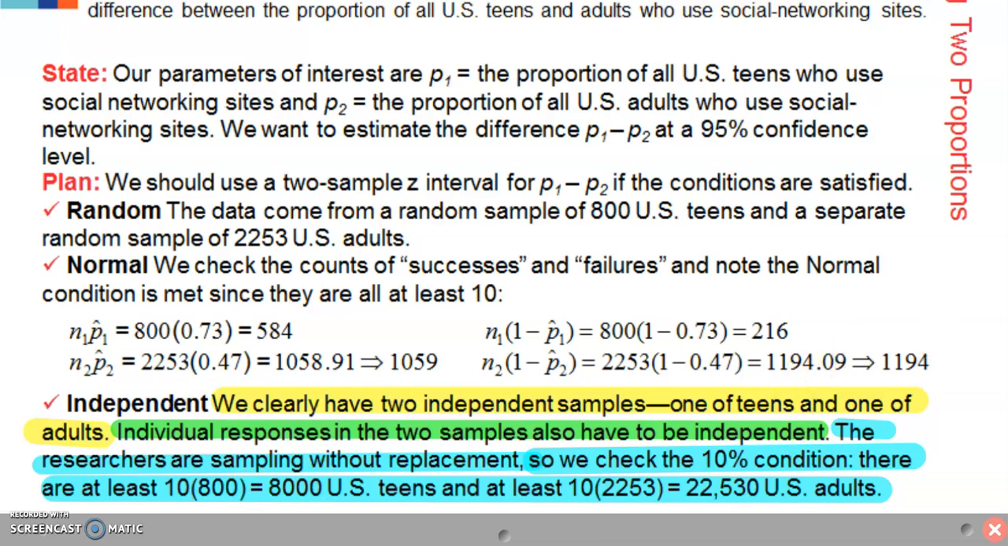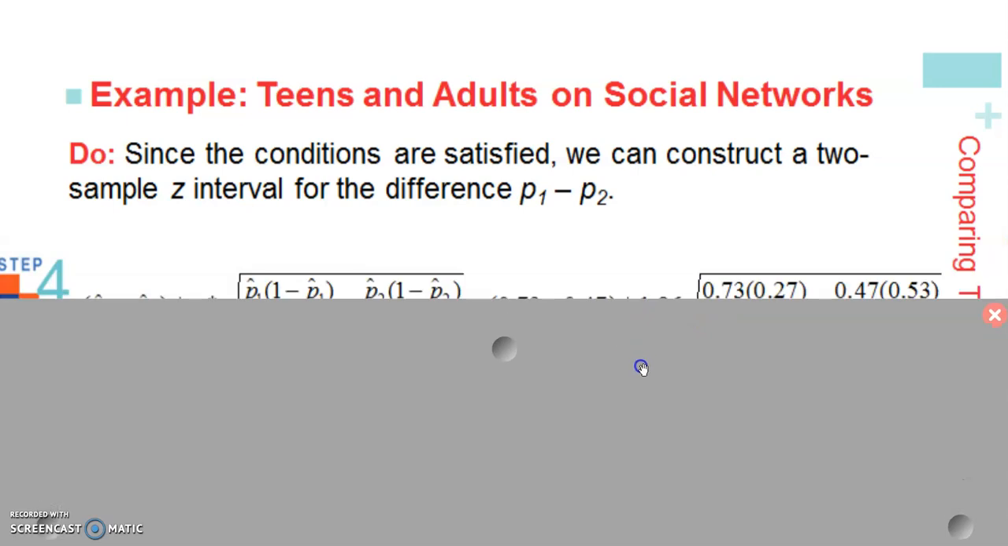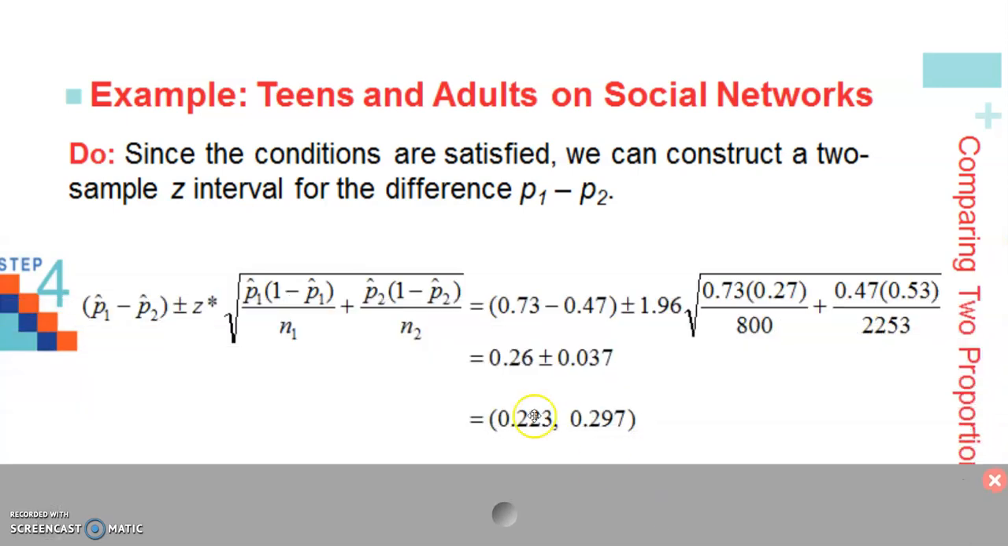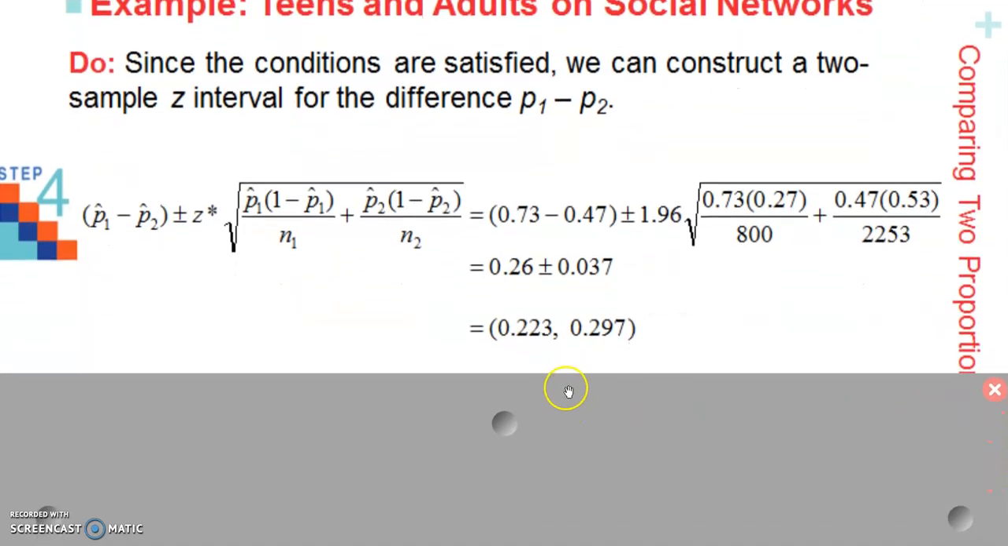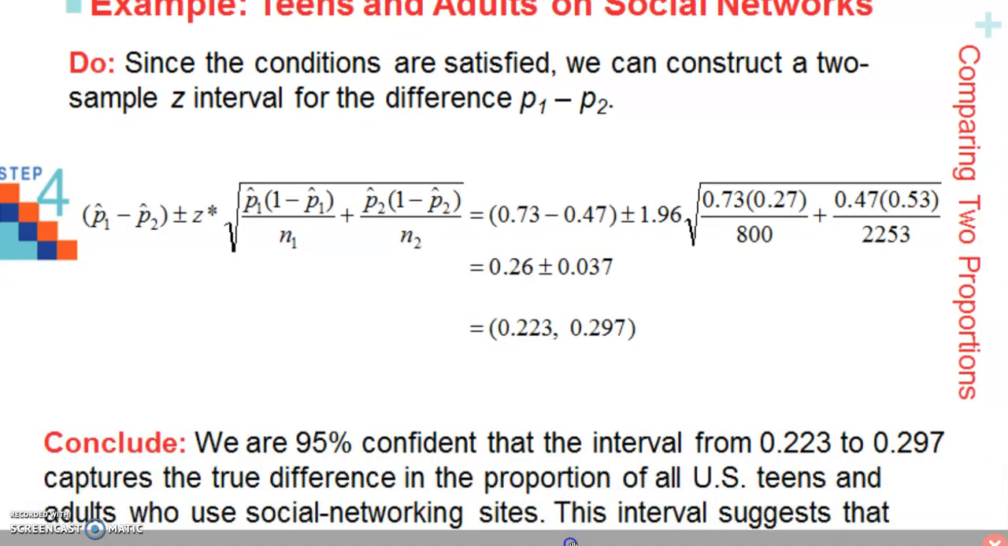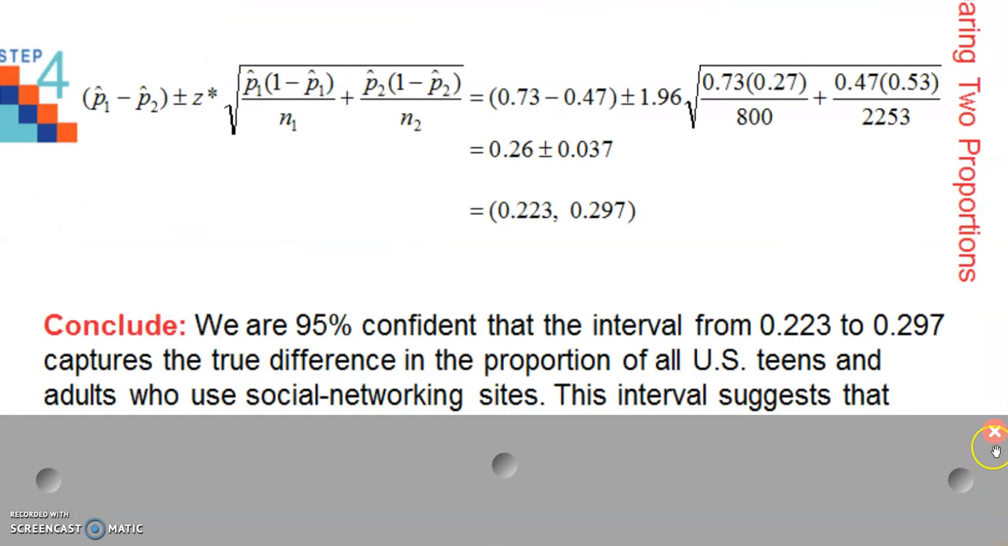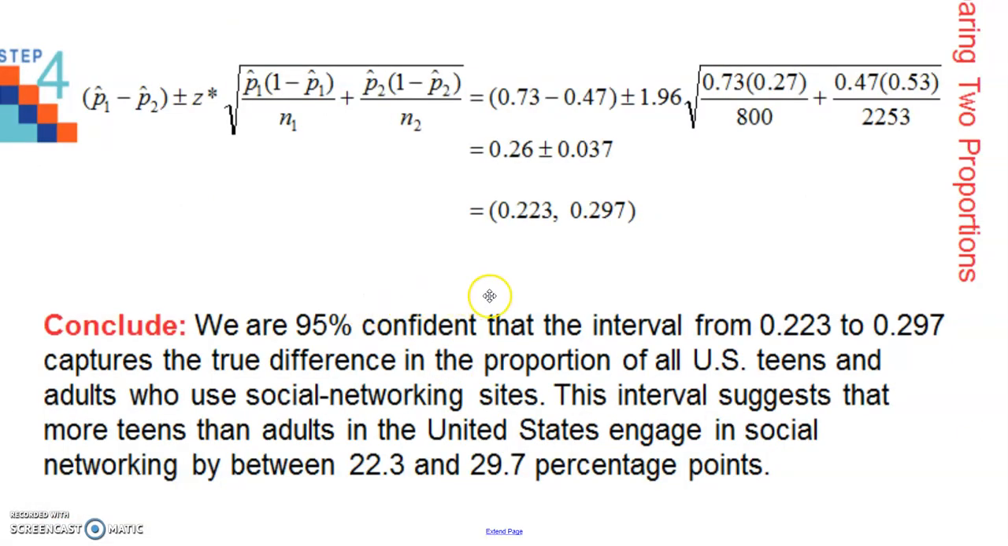Now that we've checked conditions and confirmed, we can move on to the do portion. You plug all the numbers into that formula and you get this interval. Ta-da! And our conclusion, you should know how to do this already. We're 95% confident that the interval from 0.223 to 0.297 captures the true difference in the proportion of all U.S. teens and adults who use social networking sites. This interval suggests that more teens than adults engage in social networking by between 22.3 and 29.7 percentage points.